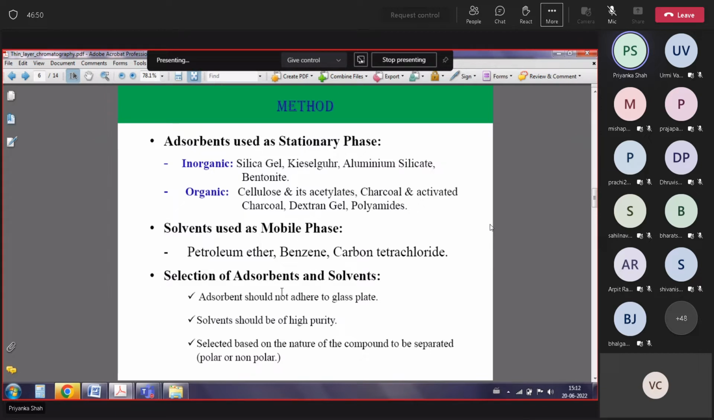In the selection of adsorbents and solvents, there are, I think, three criteria. The adsorbent should not adhere to the glass plate, right? Solvents should be of high purity. And the selection is based on the nature of the compounds to be separated, whether they are polar or non-polar, and based on that you have to select your mobile system.